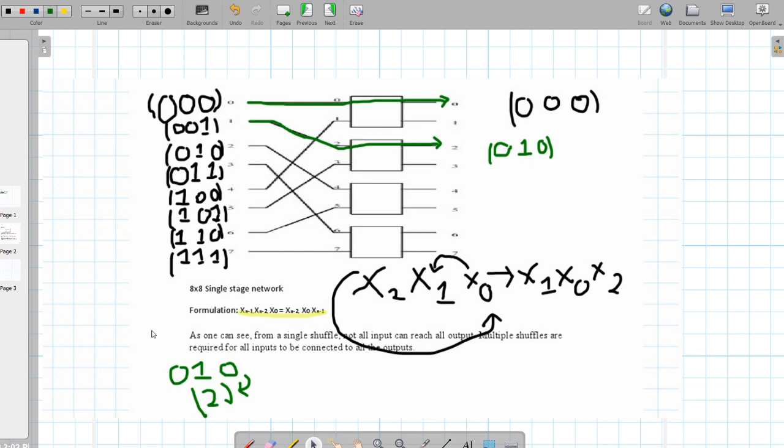Now come to the third processor, which has 2 as its address in decimal format, and the equivalent binary representation for the address, that is 2, is 0, 1, 0. If you perform the same left shifting operation for this address, you will get 1, 0, 0 after left shifting.